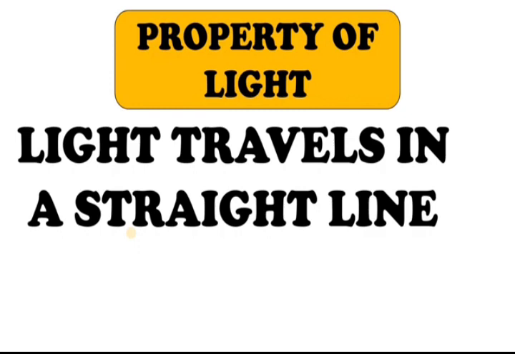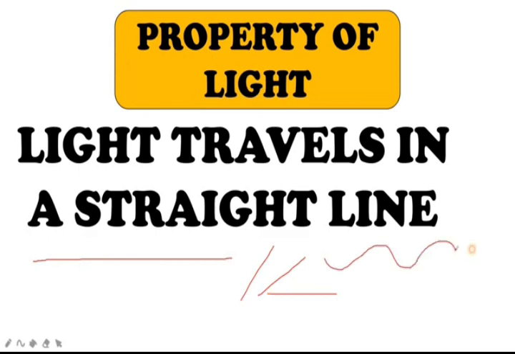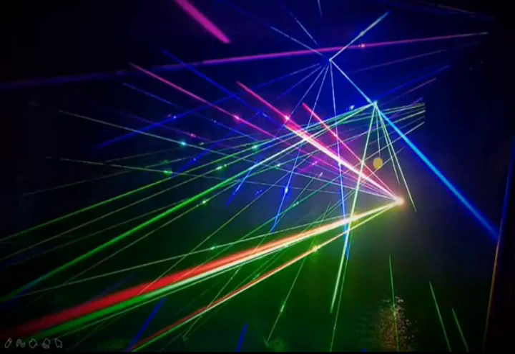Okay students, today we will discuss a property of light. Light travels in a straight line. By the time the sun rises, within a fraction of a second the light reaches the earth, and that also travels in a straight line. Light will travel only in this manner. You can see that it cannot move like this or like this. Always remember, light travels in a straight line. This is the fact you have to learn.